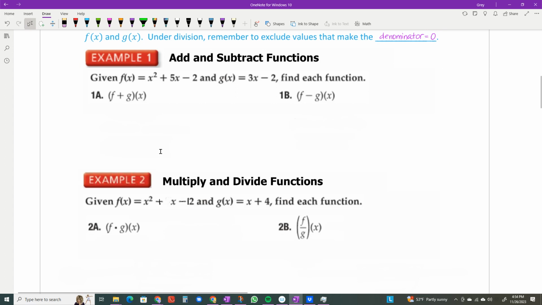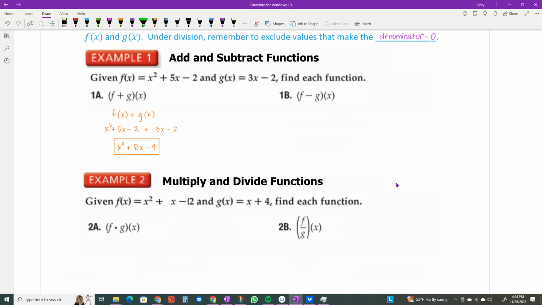So we have f(x) equals x squared plus 5x minus 2, and g(x) equals 3x minus 2. Find each function. So it says (f + g)(x). That's how that's read. That means f(x) plus g(x). f(x) is x squared plus 5x minus 2. g(x) is 3x minus 2. And you just combine the like terms. So that's going to be x squared plus 8x minus 4.